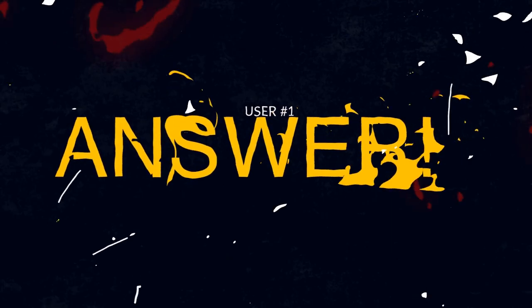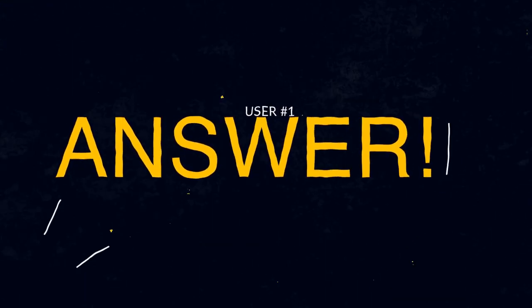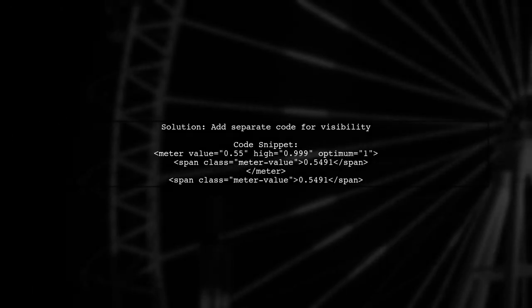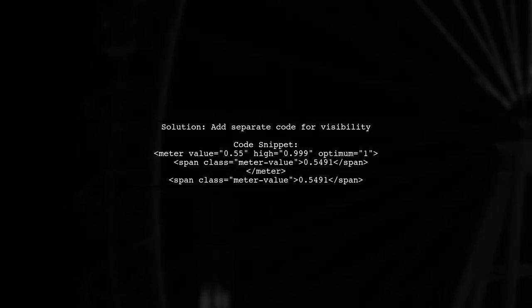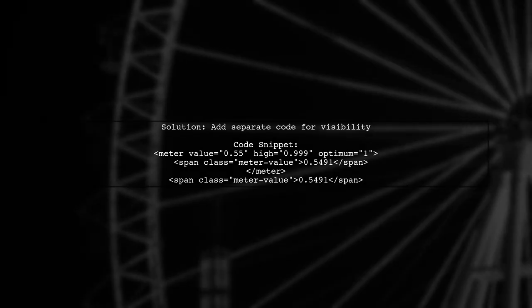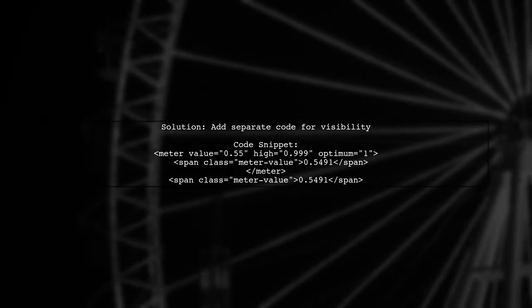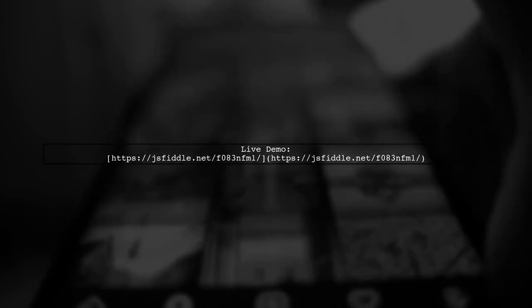Let's now look at a user-suggested answer. To make text visible over the meter tag, you can add a separate code element. This method effectively displays the value. For a practical example, check out this link for a live demo.